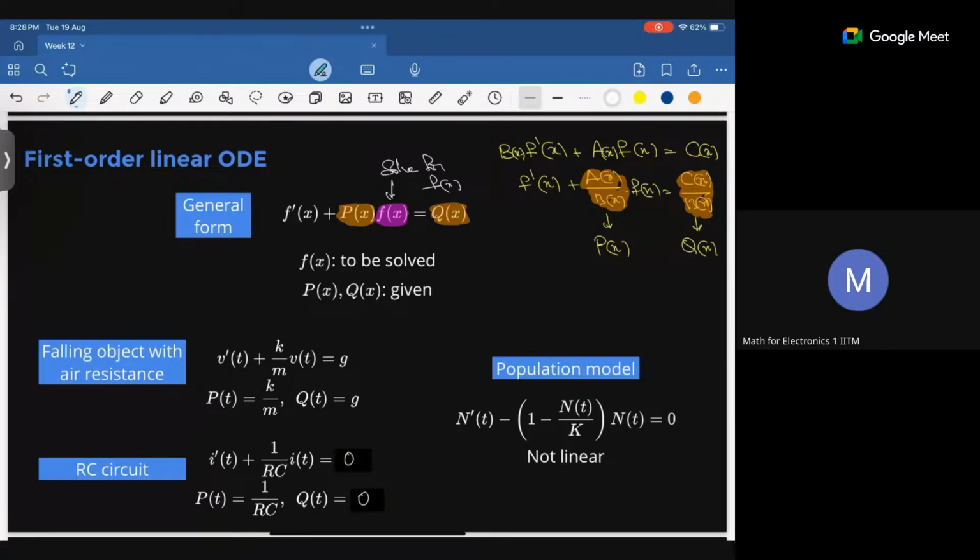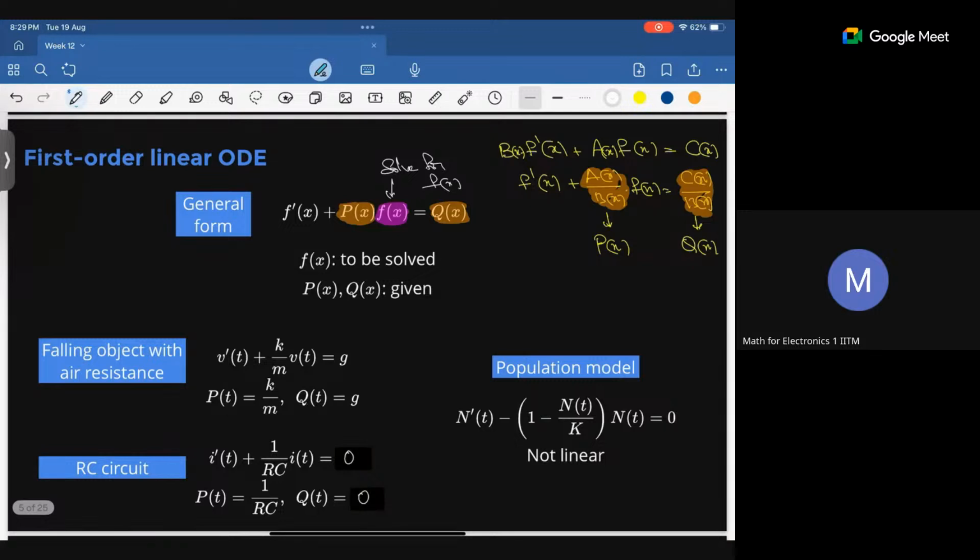If I just go back and look at the previous examples, for the falling object with air resistance that we saw, we got the equation v prime of t plus k by m, v of t is equal to g. If you compare this with the general form, you can clearly see that p of t will be k by m, which is getting multiplied to v of t, and q of t, which is on the right side of the equation, will be g. So x and t can be interchangeable. They are just variables, so don't get confused with that. So p of t will be k by m and q of t will be g in that falling object example.